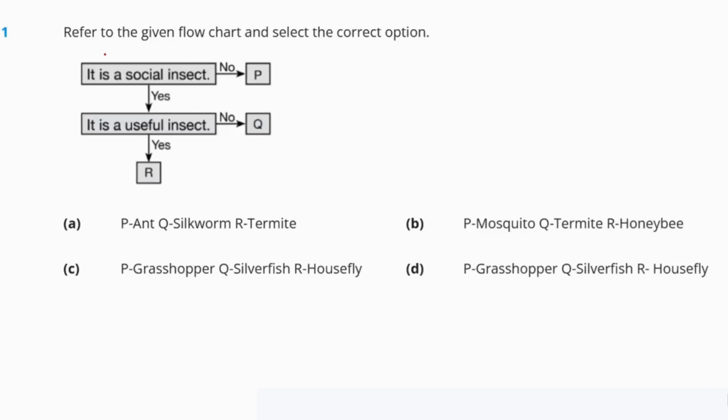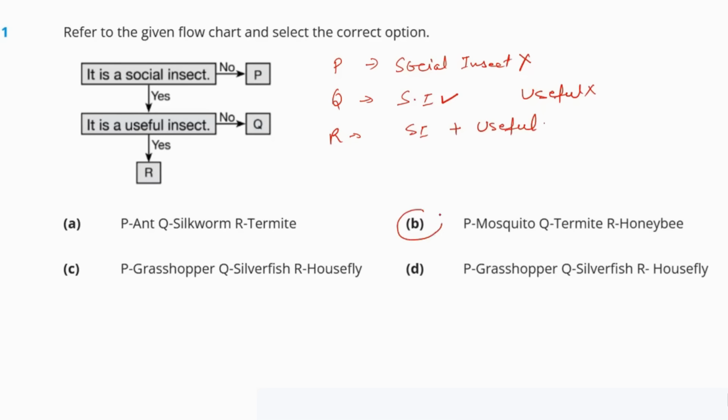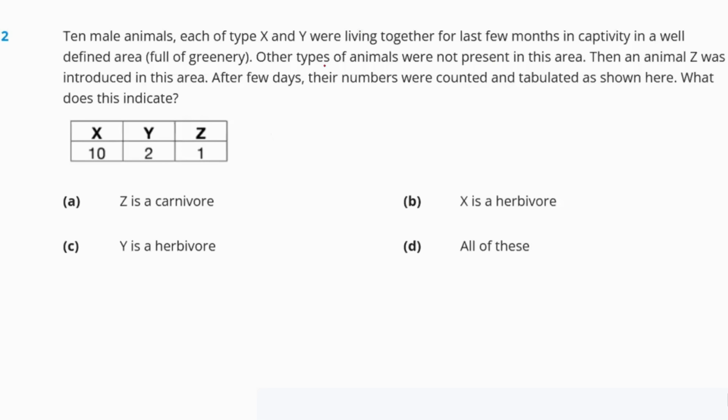Question number 1 says, refer to the given flow chart and select the correct option. We have 3 questions here in one question only: P, Q, and R. P is a social insect? No. Who are the social insects? Basically, social insects are insects who live in a community with fellow members. So P is not a social insect. Q is a social insect, yes, but it is not useful. R is a social insect and useful also. So if I see the options here, option B would be our correct answer.